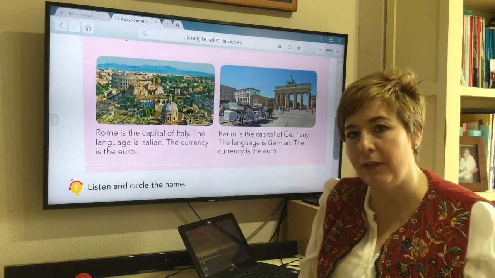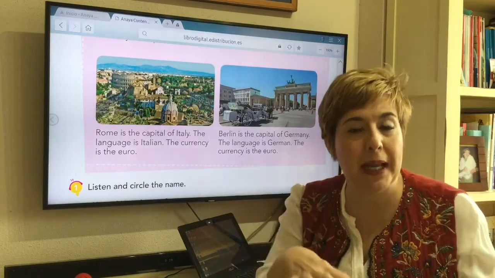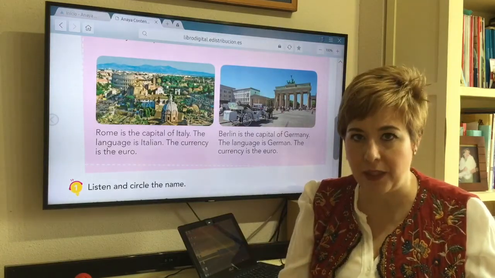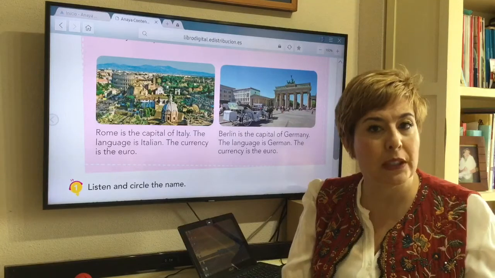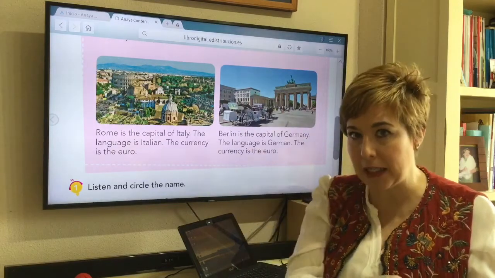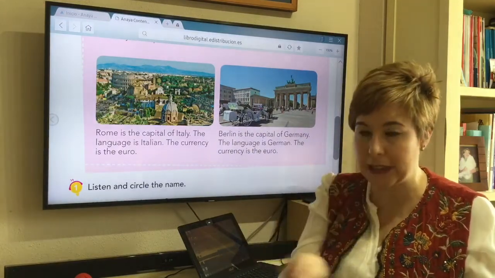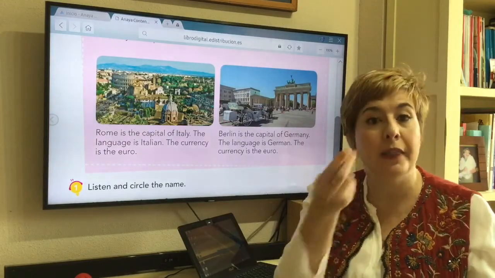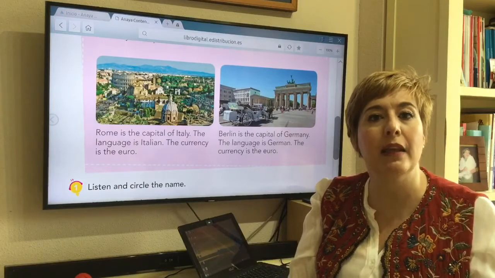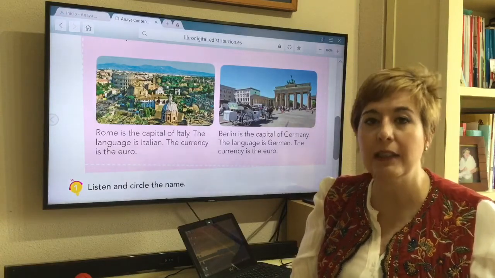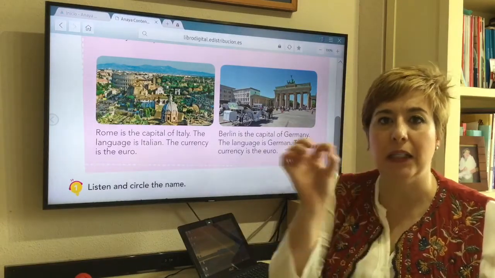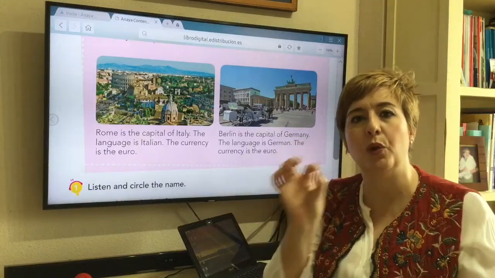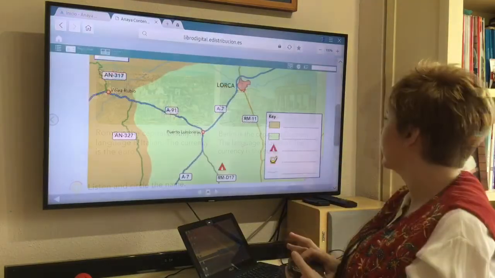And now we have the capital of Spain is Madrid. The language we speak is Spanish with an S, not an E, an S, Spanish. And the money we use is the euro, or the currency is the euro. Money, euro, or currency, euro, is the same, okay?